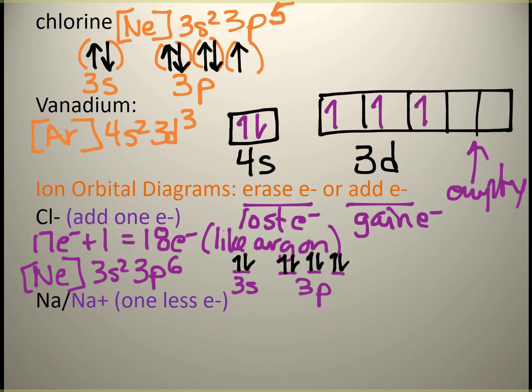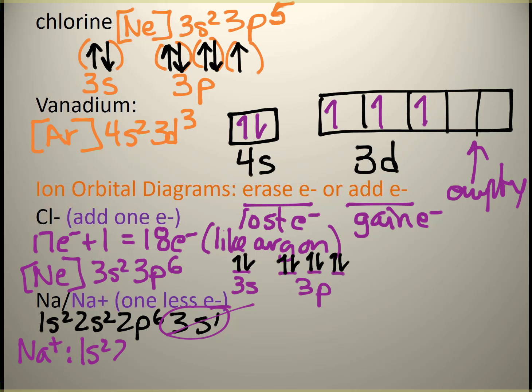Let's look at this next one. So this next one's sodium. Sodium has, I'm going to write the whole thing. Okay, so there's sodium. And if I were to do sodium ion, that means I would just get rid of that last electron. So I would have 1s2, 2s2, 2p6. So let me sketch that. Again, it's important to label these. So here's my 1s, here's my 2s, and here's my 2p.